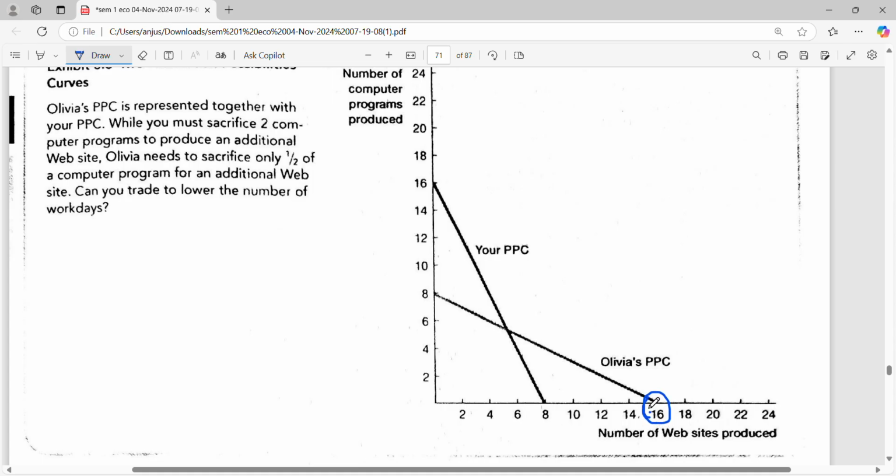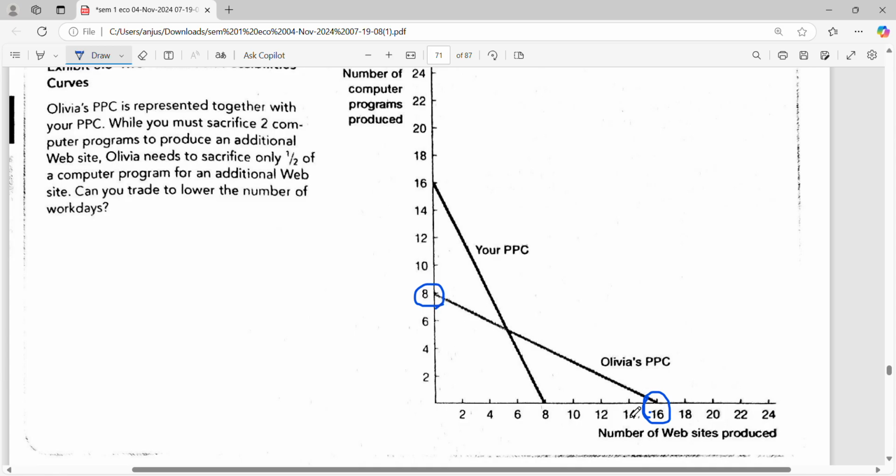At the same time, Olivia is lacking that added advantage or that specialization in the case of computer programs. She needs 1 whole hour for the production of one computer program. So if she invests her whole 8 hours into the production of computer programs, she will be producing only 8 computer programs. So for her, this will be her PPC. Her PPC will be like this.